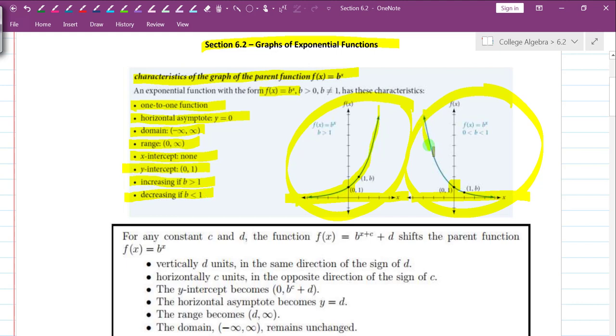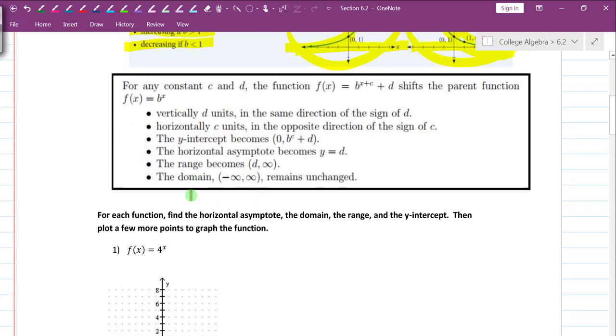Okay? Now, it's important to remember that b is less than 1, but it can't be negative. So you're looking for a fraction between 0 and 1. And so when b is a fraction between 0 and 1, you will indeed have a decreasing function.